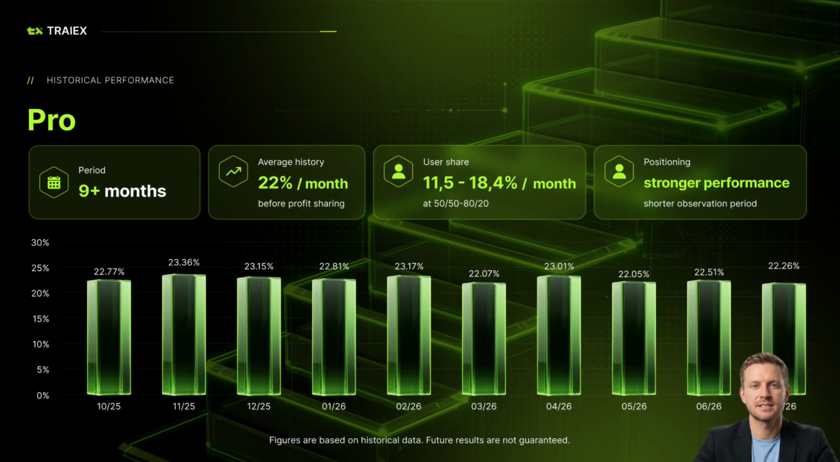Any percentage in a presentation can be questioned, and that is the right reaction. This is why the value of TRAIEX lies not only in the results shown, but in the ability to verify it. The first level is the aggregated statistics of the strategy. The second is the user's personal dashboard, where the performance of their own capital is displayed. The third is the full history of orders and executed trades in the exchange interface. The user can see not only the final return, but also the trading operations it was built from. In the third part of the presentation, we will open these sections directly in the product.